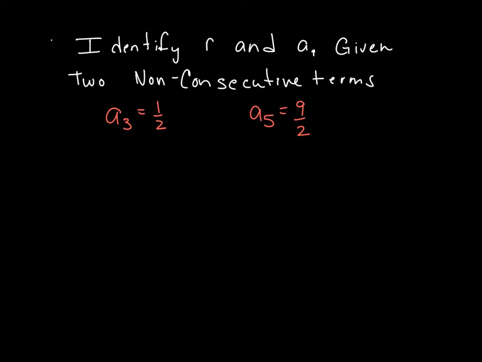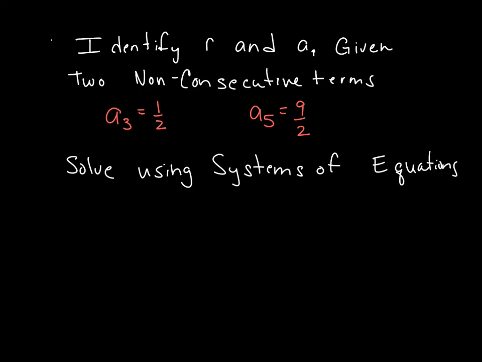Okay, we're going to go ahead and solve a couple of different questions using geometric series. With this one in particular, we are going to solve using systems of equations. Before we solve this, we need to write down the explicit rule, which is a sub n is equal to a1 times r to the n minus 1. So you have to have two terms in order to do this.